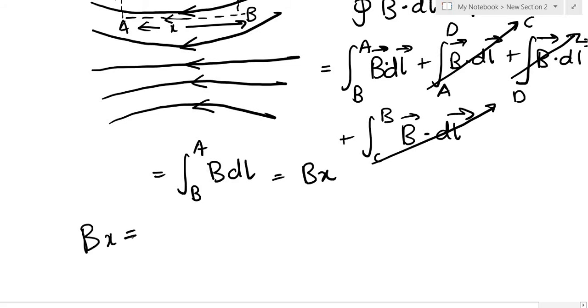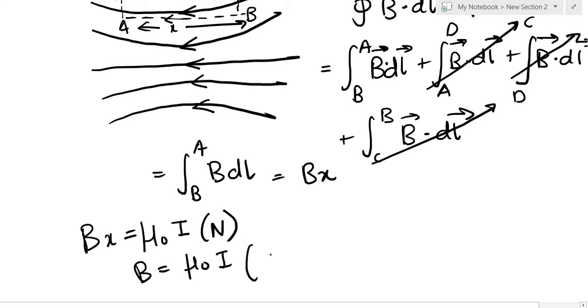Now Bx by Ampere's circuital law is mu naught I, but you also need a term for the number of turns, because the solenoid's strength is all in the number of turns. That's how much current you will have. It's like a multiplicative factor for the total current through a solenoid. So we can just rearrange: B equals mu naught I n by x. x was this distance and n was the total number of turns.